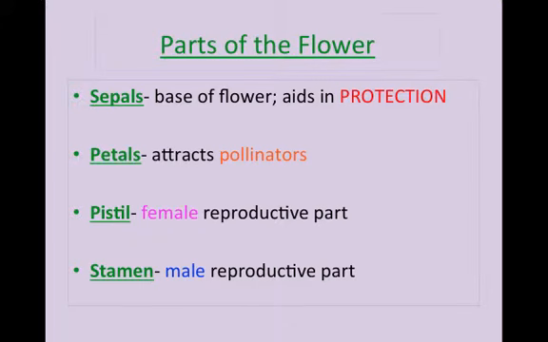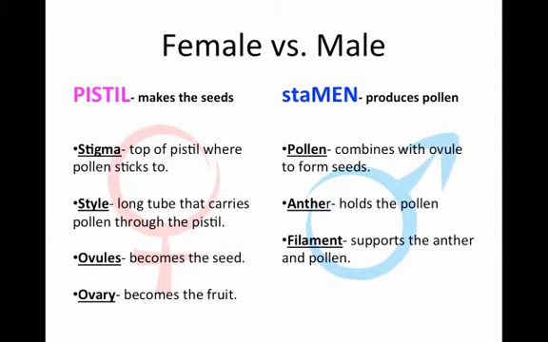The pistil, that's a female reproductive part. And then we have the stamen, which is the male reproductive part. And I like to remember that one by stamen, male, same thing. So just remember stamen is male, pistil is female. Now we're going to take a little look deeper, female versus male. So we're going to look inside the pistil. The pistil is the part that makes the seeds.